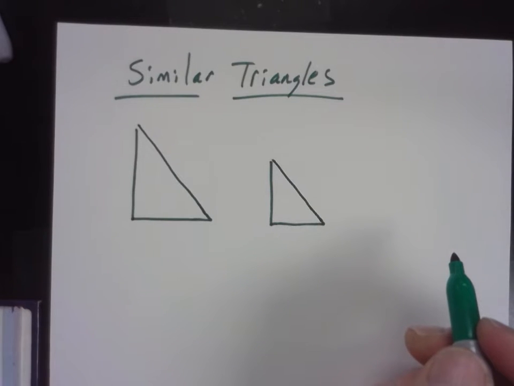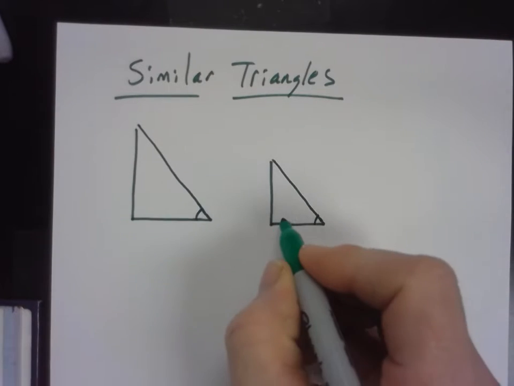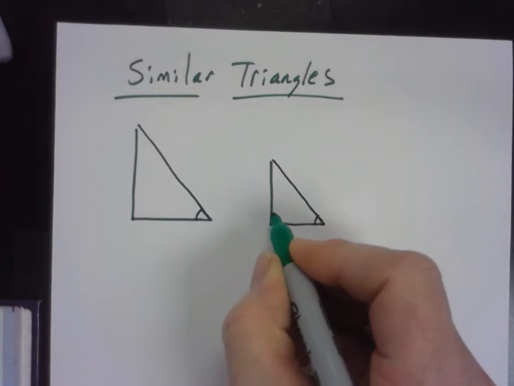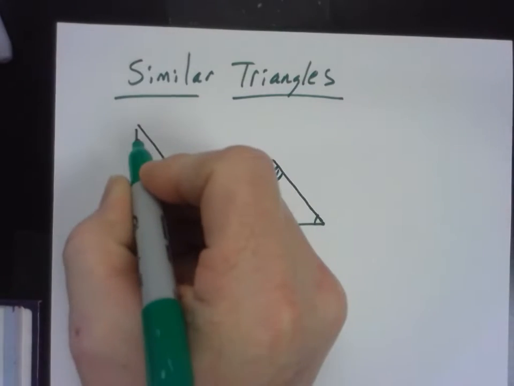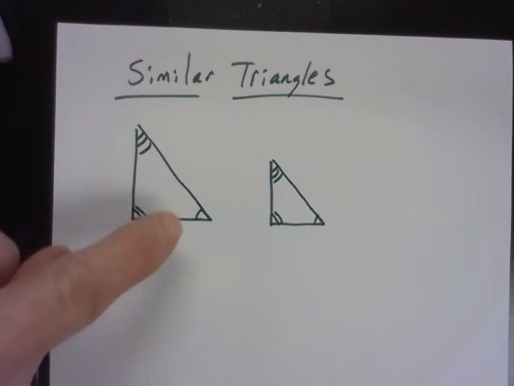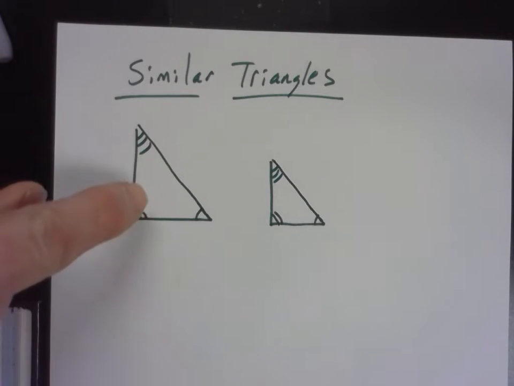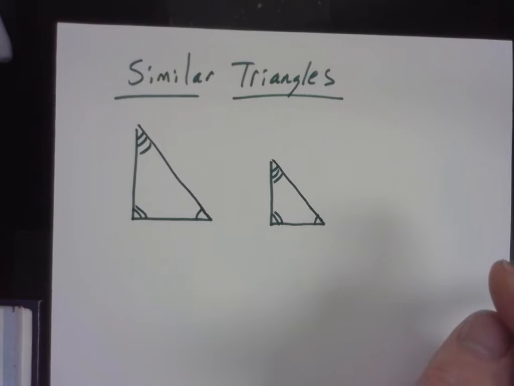Like if this angle and this angle have the same measure, and this angle here and this angle here have the same measure, and this one. So if all three of the corresponding angles have the same measure, how does that affect the shape of the two triangles? Do they have the same shape? Yeah, they have the same shape, right? Are they necessarily the same size?